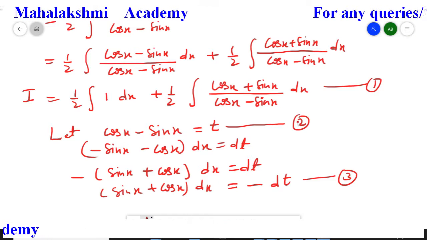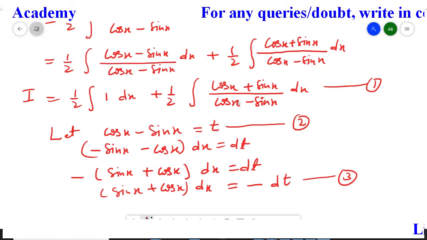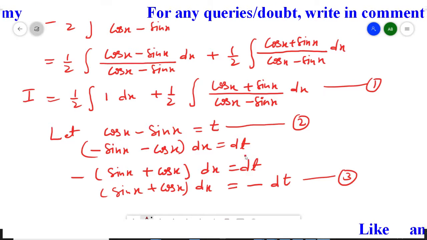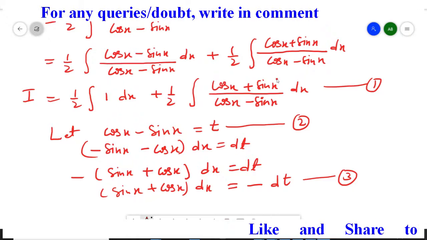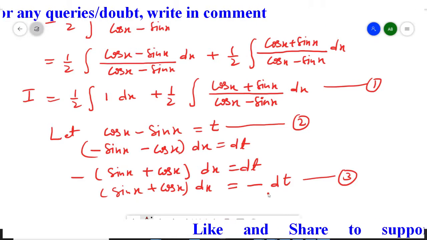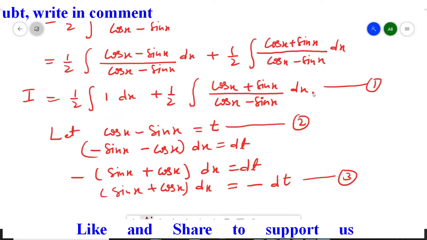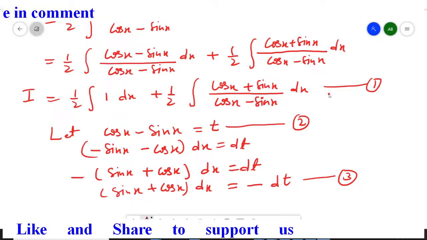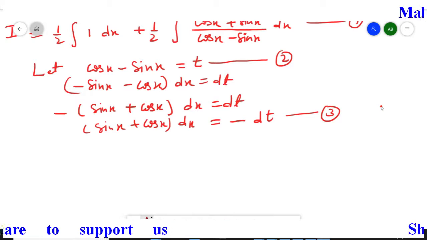Now from equations 1, 2 and 3, what do we have to observe? This denominator we have to replace as t, and the numerator cos x plus sin x multiplied by dx is what? Minus dt. So here we have to write down only minus dt instead of these. I hope this is clear to you. So with the help of equations 1, 2, 3 we have to do these changes. So it's going to be like this.